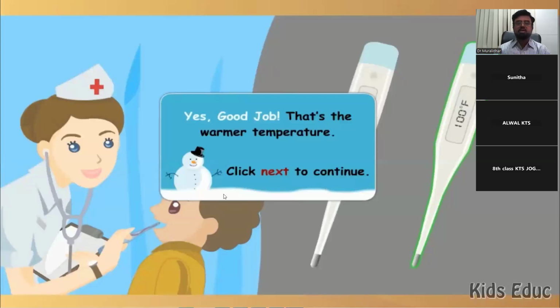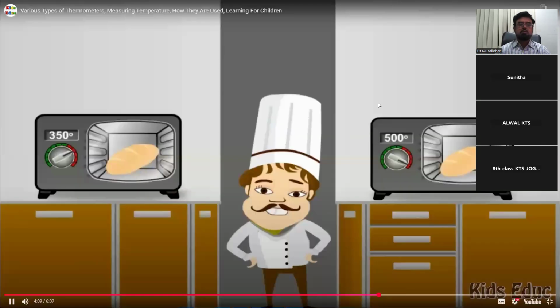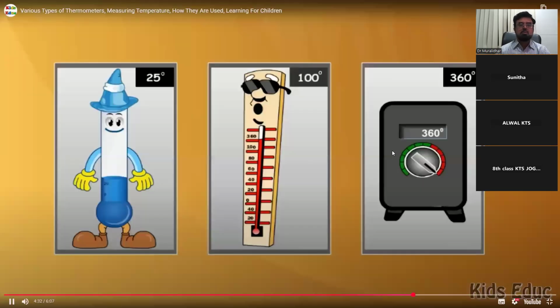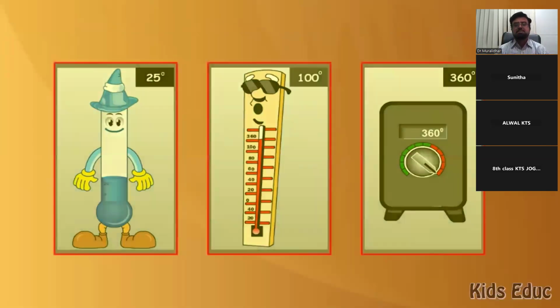So 100 is warmer. Benny the baker needs to pick the right temperature for his oven to bake the bread so that he can sell it. Click on the temperatures and see what happens. About thermometers, which of these temperatures is the warmest? 360 is warmer. The greater the temperature, the greater the warmness.